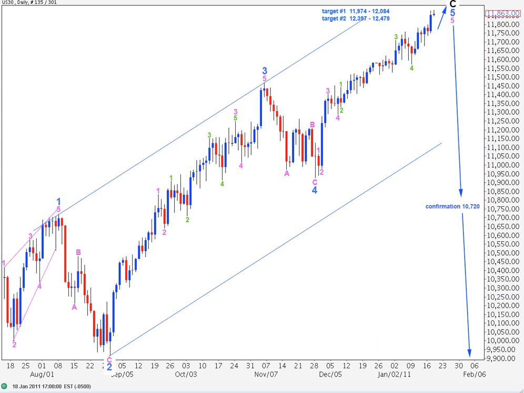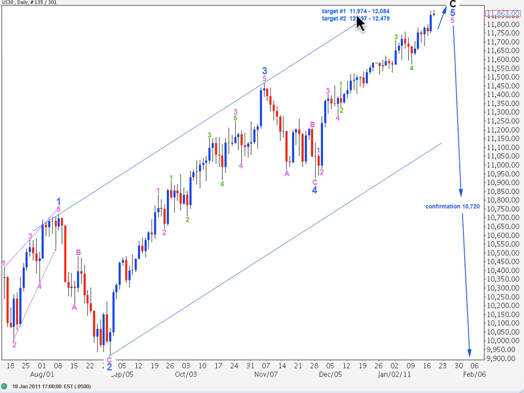This is my main wave count for the Dow on the daily chart, expecting it's within a C wave at intermediate degree to the upside to end primary wave 2. This C wave is subdividing as a simple impulse with a blue or minor 1, 2, 3, 4, 5. I have a couple of target zones, and at this stage I'll favour the lower target zone.